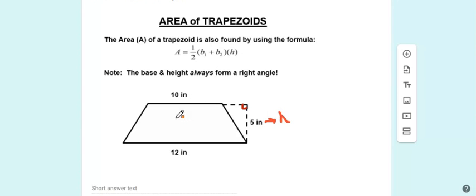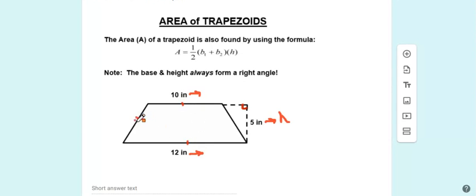As you can see, I have two different bases. This is a base and this is a base. This base is 10 inches. This base is 12 inches. So these sides are parallel to each other, but they are not equal to each other, right? This is 10 and this is 12.